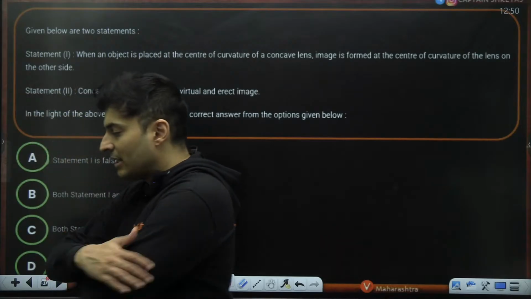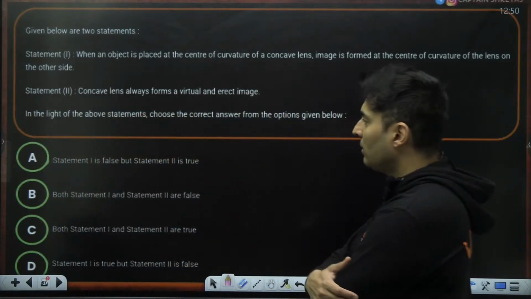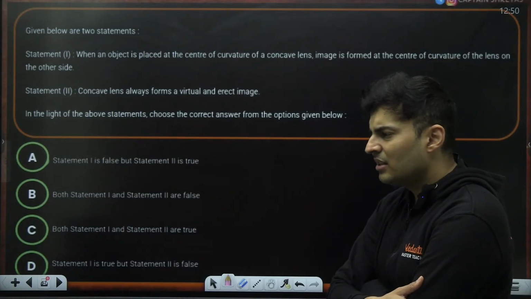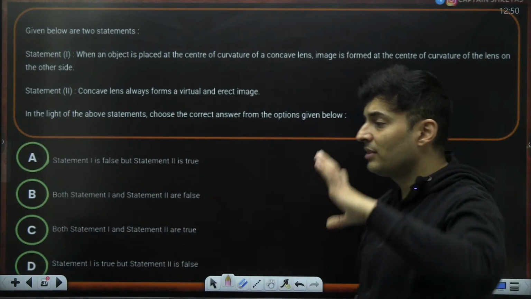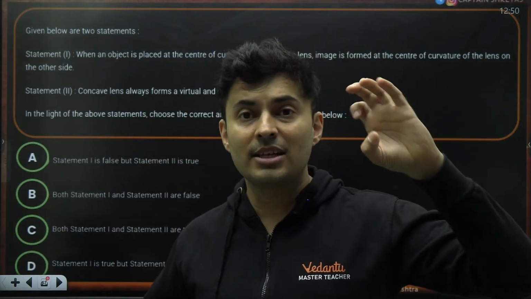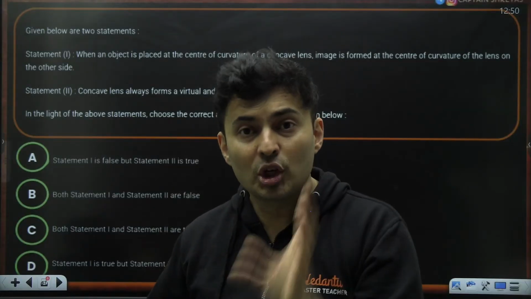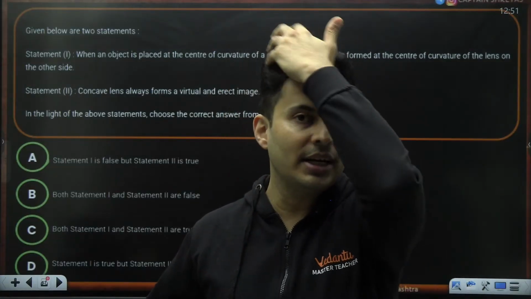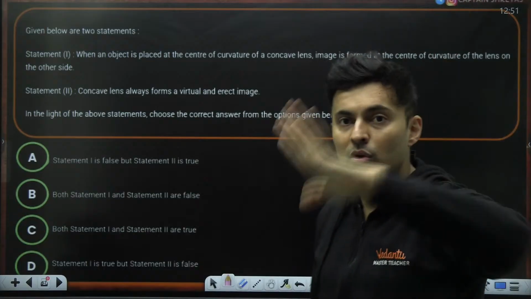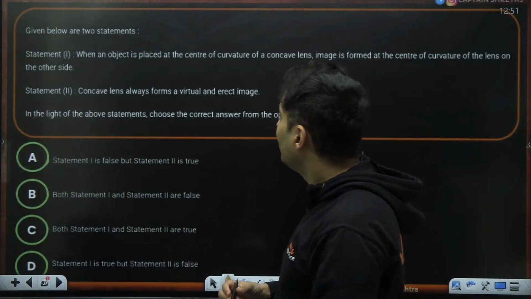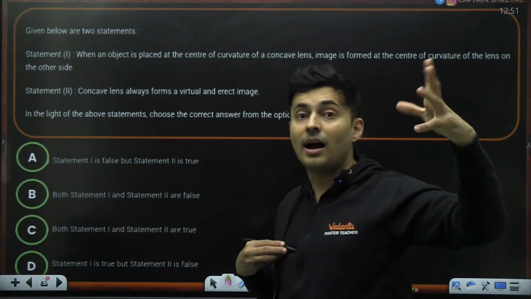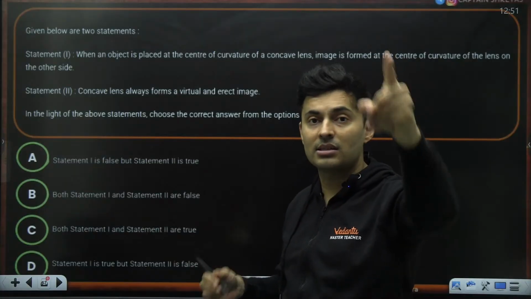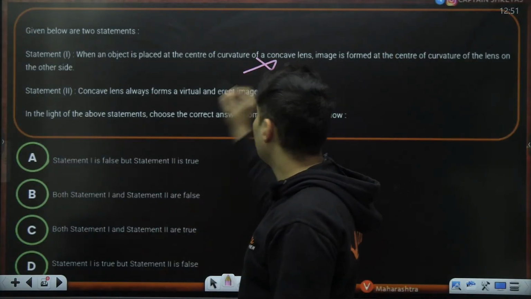When an object is placed at the center of curvature of a concave lens, the image is formed at the center of curvature on the other side. There is no such rule. Actually, if the object is placed at 2f, the image is formed at 2f, but 2f is not the center of curvature for a lens. That is only for mirrors, not for lenses. So don't get confused and say yes, that is true. They have tried to play with your mind. They make you think 2f is R. No. 2f is not R for a lens. It is only for mirrors. So this is definitely wrong.